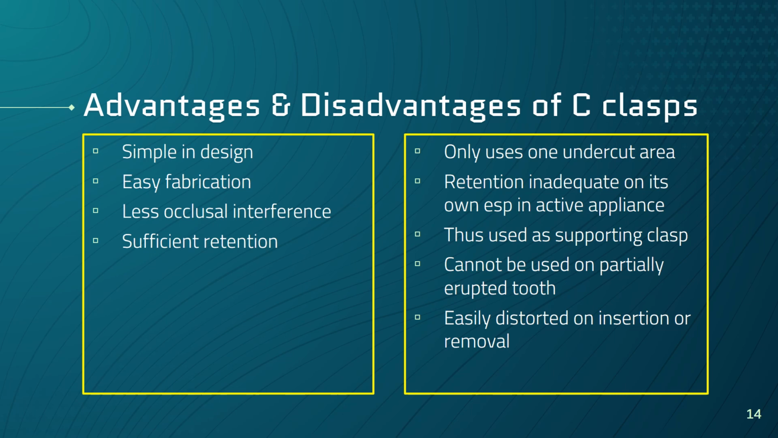The disadvantage is it only makes use of one undercut area, so retention usually is not enough on its own. Thus it is used as a supporting clasp, meaning it can be used in an appliance where there are also Adams clasps. It cannot be used on a partially erupted tooth, and it can easily be distorted on insertion or removal of the appliance.